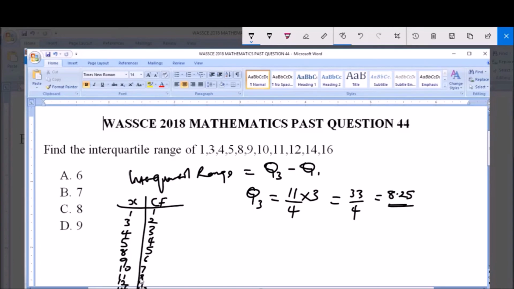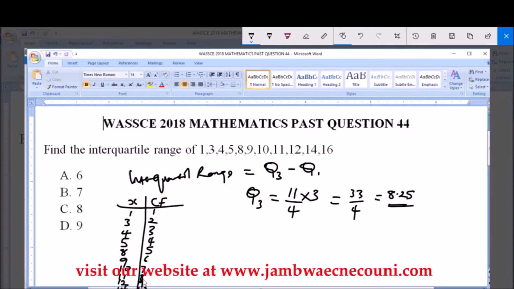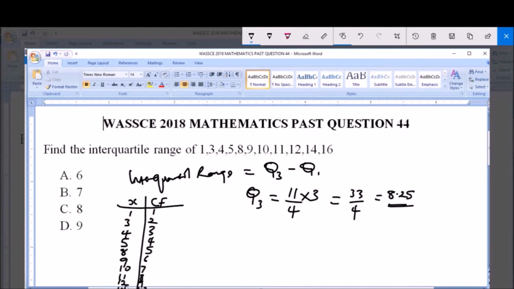Now when you look at it, 11 here is having 8, then the next after 8 is 9, and so 8.25 can fall in with this cumulative frequency of 9. So therefore we say Q3 is 12. So our third quartile is 12.